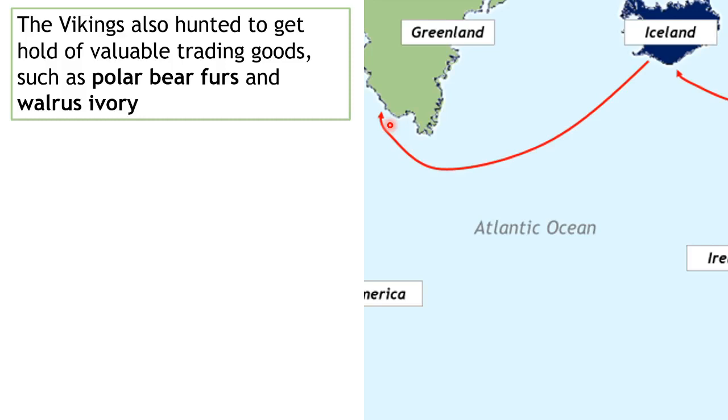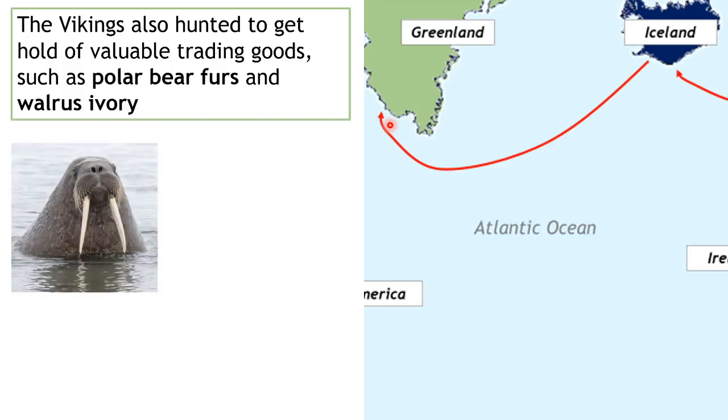As well as the fertile land, there were other hunting opportunities. Our old friend the walrus. The walruses lived around the coast of Greenland, and of course they could be hunted, and the Greenlanders, or the Greenland Vikings, could sell and exchange, trade their tusks, walrus ivory, for other important goods.